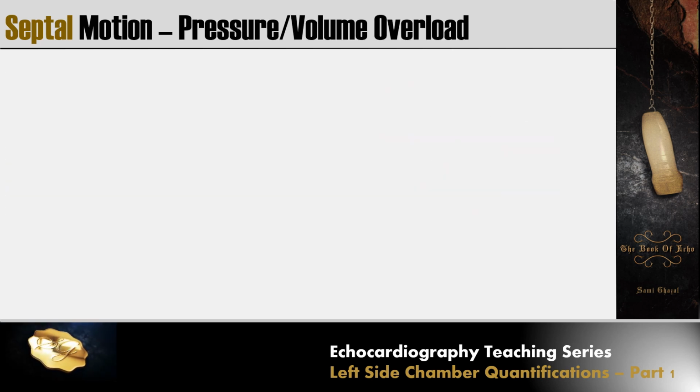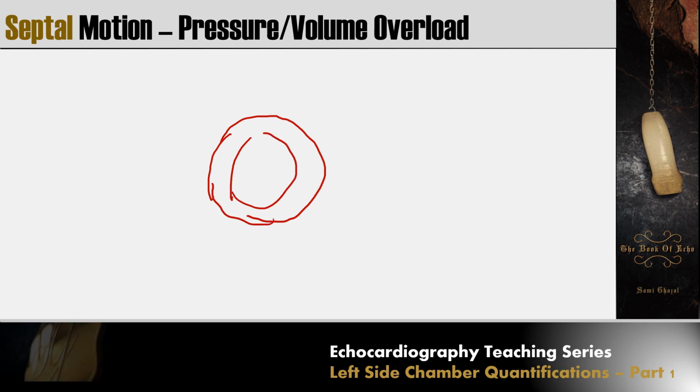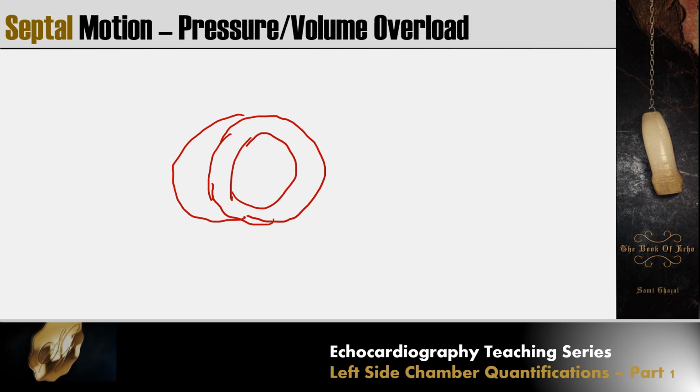Now we have another type of septal motion abnormality, which is RV pressure and volume overload. So this is the septum here. Let me draw it in short axis. Okay, so this is the RV here. This is the LV. And this is the septum.